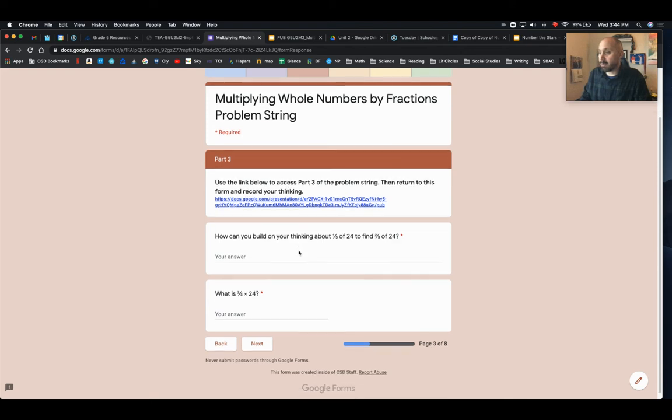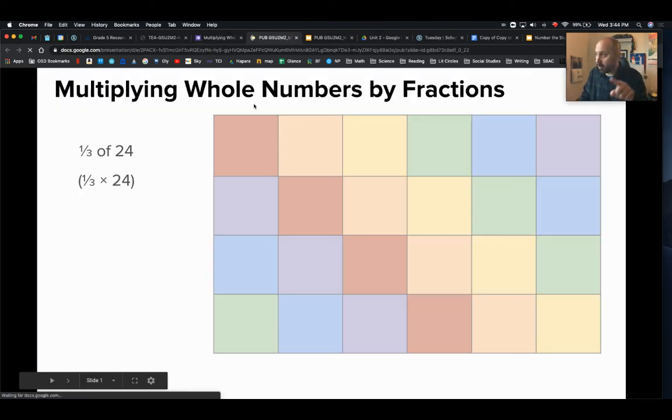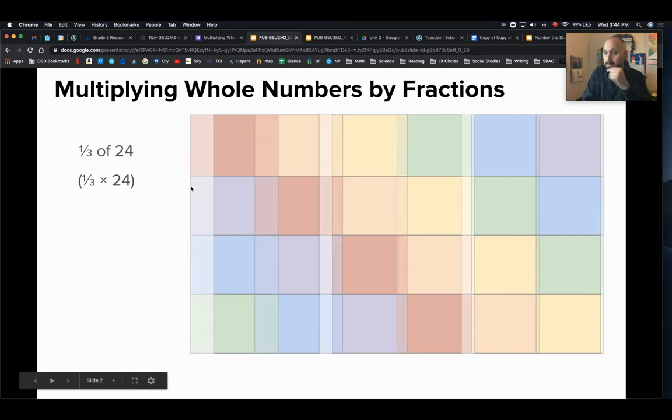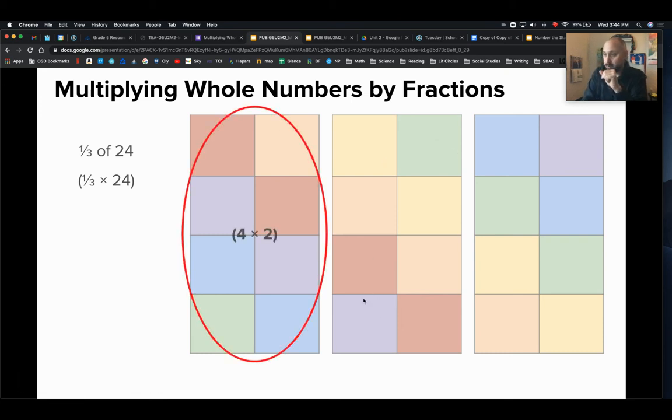Part 3, use the link below. How can you build on your thinking about 1/3 of 24 to find 2/3 of 24? So let's see what they say. So they're going to review a third real quick. So there's a third of 24. Oh, there we go. They did it for me. They broke each section into thirds, and this is what I counted: 1, 2, 3, 4, 5, 6, 7, 8. That was 1/3. If I wanted to add another third, like this third and then this middle third, that would be 2/3. There's 1/3, which is a 4 by 2 array, which is 8.